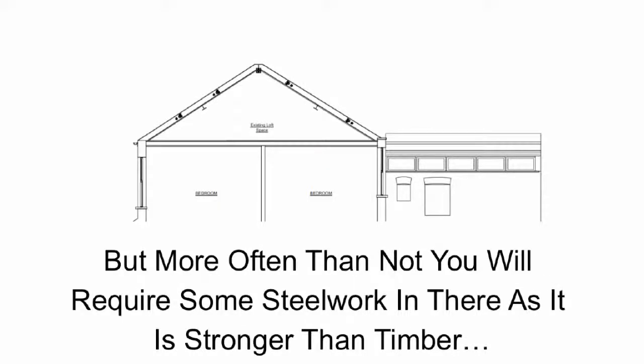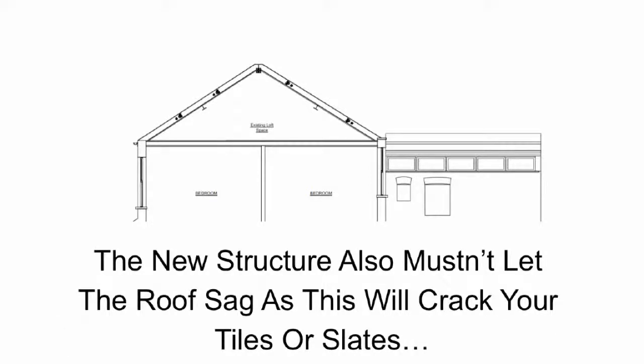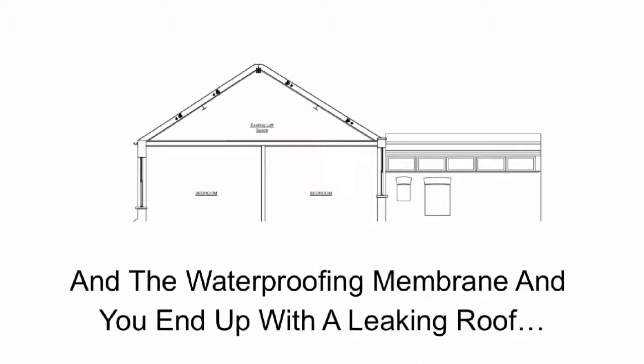But more often than not, you will require some steelwork in there as it is stronger than timber, and we are removing quite a bit of the structure of the roof to give us the space in the middle for your loft conversion. The new roof also mustn't let the roof sag, as this will crack your tiles or slates and the waterproofing membrane, and you end up with a leaking roof.